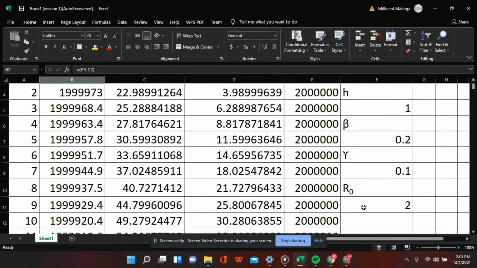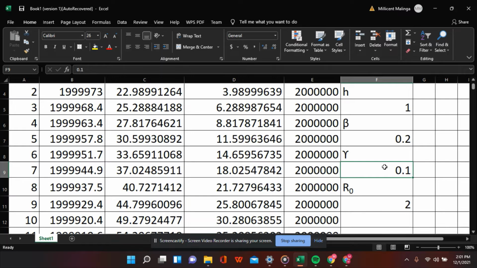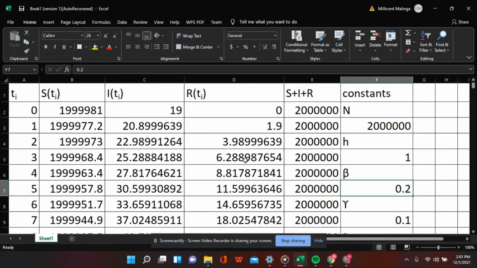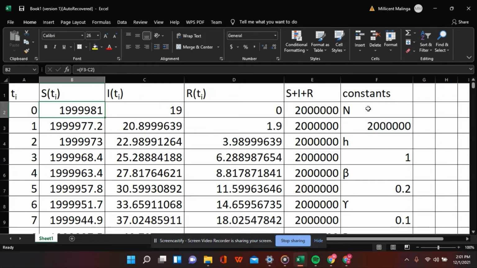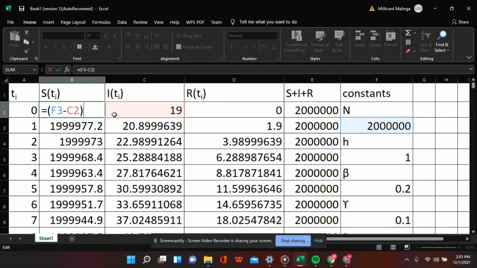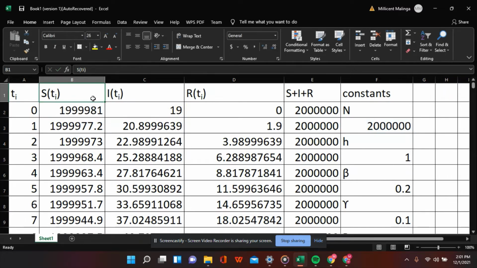Right. So we were talking about new. This is, like we said, the rate at which people are recovering or dying, and then this is the rate at which the infected and the susceptibles are interacting with each other. So when we come here, what we have now is this. The formula that I've put in here is simply N at the beginning minus I, F3 minus C2. That's the beginning of our S, that's S naught. R naught at the beginning is 0 because we've not had any recoveries or deaths.